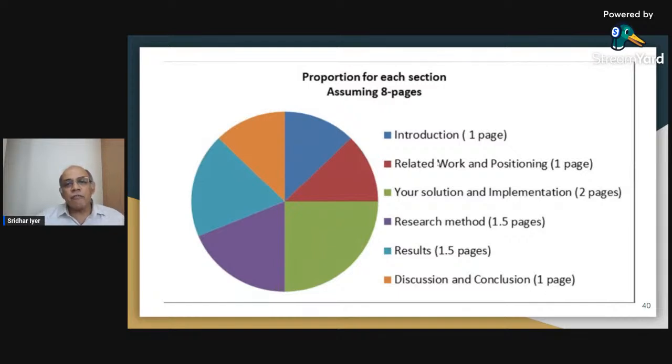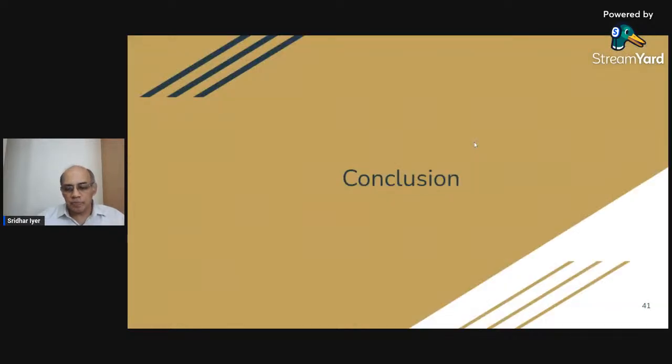Okay, so this is a rough guideline for how to structure your paper. And for a short paper or a 4-page paper, you can just divide this by 2, and that will give you the pie will remain the same, but the number of pages just reduces. So instead of 1 page, you write half a page introduction.